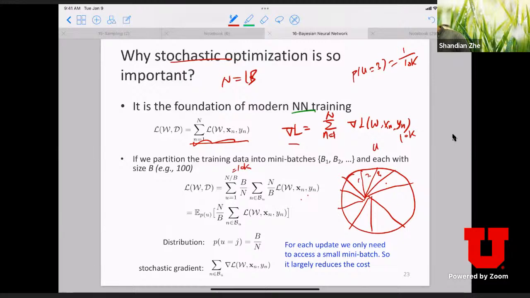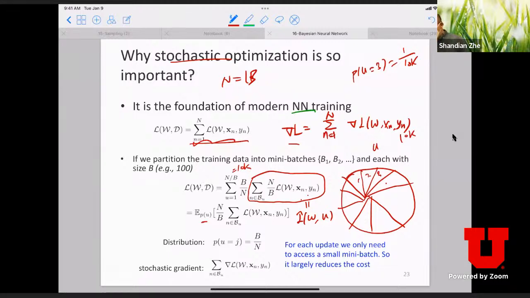That is, we can define the summation of the loss over one particular mini batch as a particular loss function. Let me denote it by L hat, which is a function of W and also the index of the mini batch. And in the outer level, you just go over all possible mini batches.